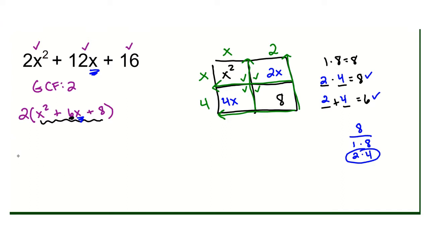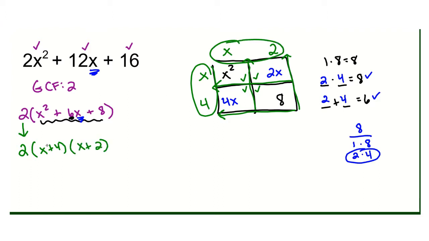So when we factored to begin with, we got a GCF of 2. I need to write that down because it's a part of my answer. Now I have a factor of x plus 4 and a factor of x plus 2. If you have these factors switched, that's more than okay. This is my answer.